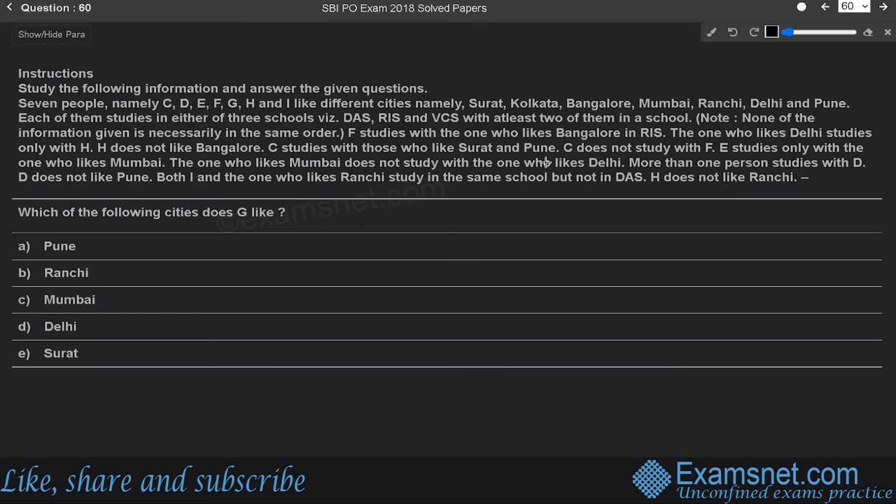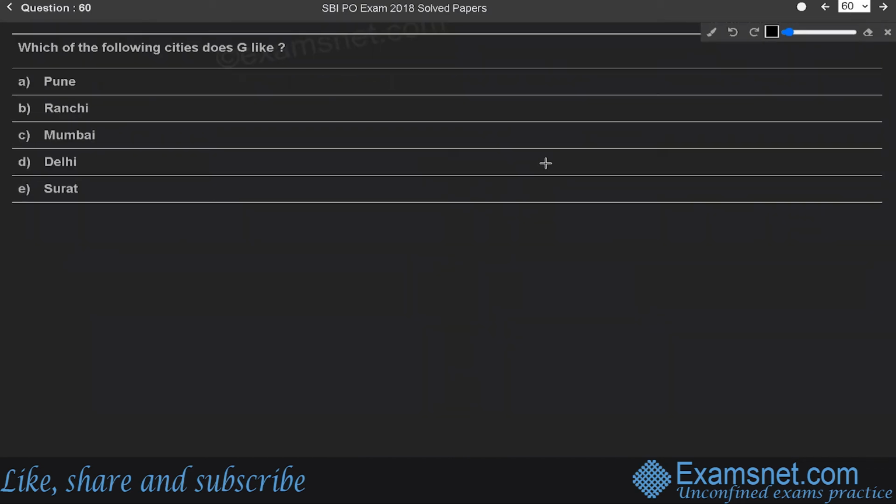Next question also has the same directions. And the question is, which of the following cities does G like? So first, let us see the table. School, person, and city. School is DAS, and for the person H and G, H likes Kolkata and G likes Delhi. The question here is which of the city does G like? So it is clear from the table that G likes Delhi. Therefore, the correct option will be option number D here.